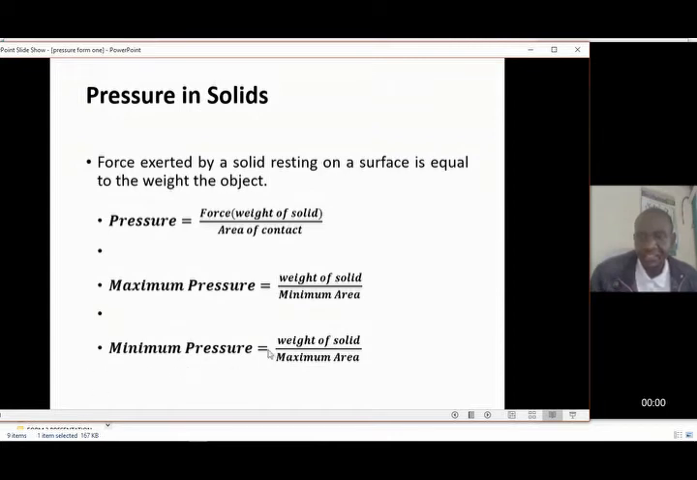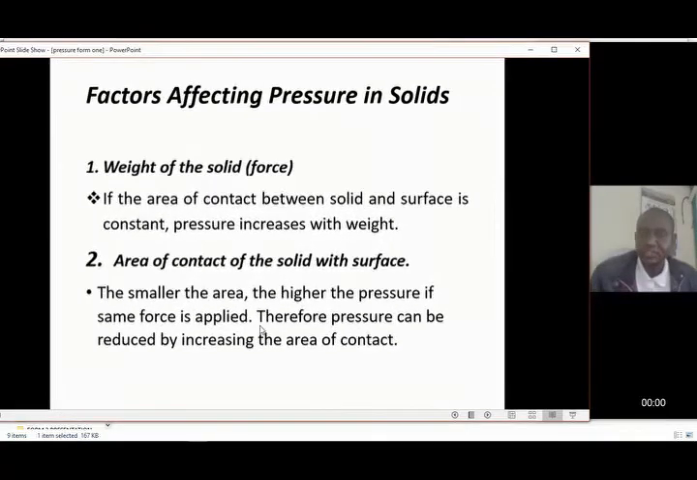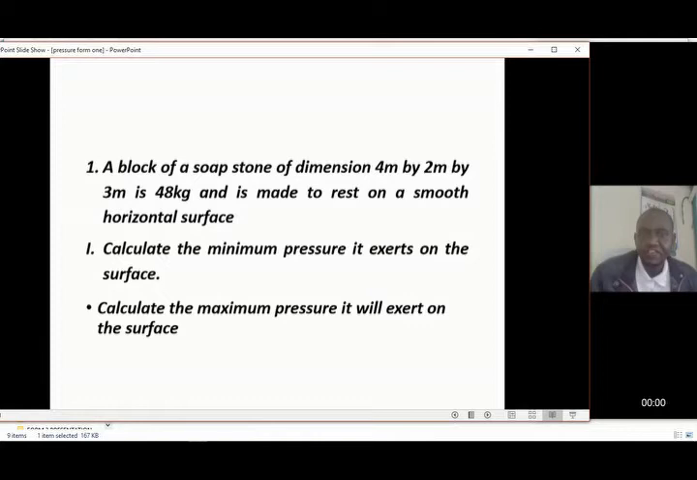minimum pressure is weight of solid divided by maximum area. So look at the dimensions. Which of the dimensions will give a maximum area? The side of 4, 2 will give us 8. The side of 4, 3 will give us 12. The side of 2, 3 will give us 6. So the side that will give us a minimum area is 3, 2. That which will give us maximum area is 4, 3.